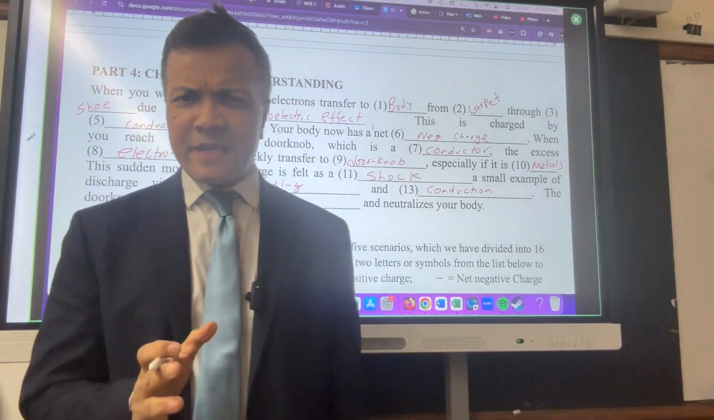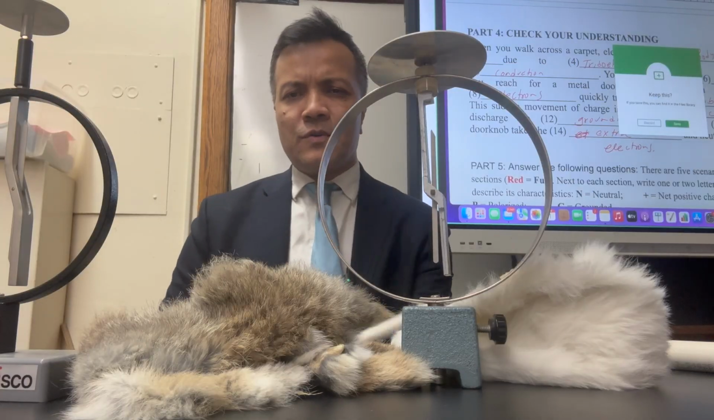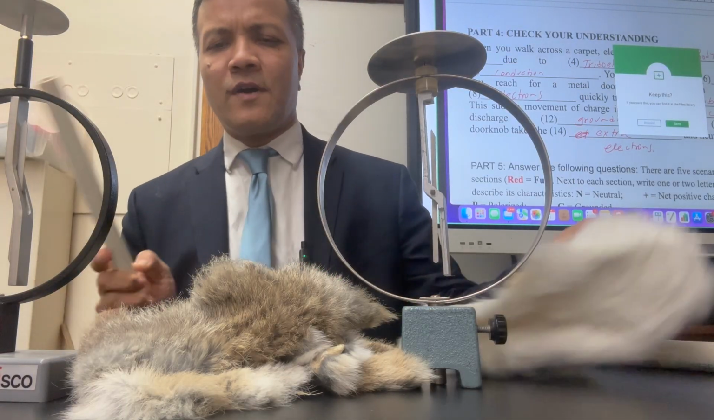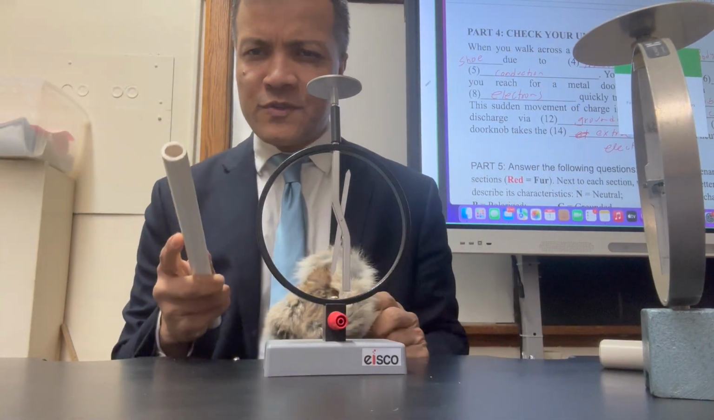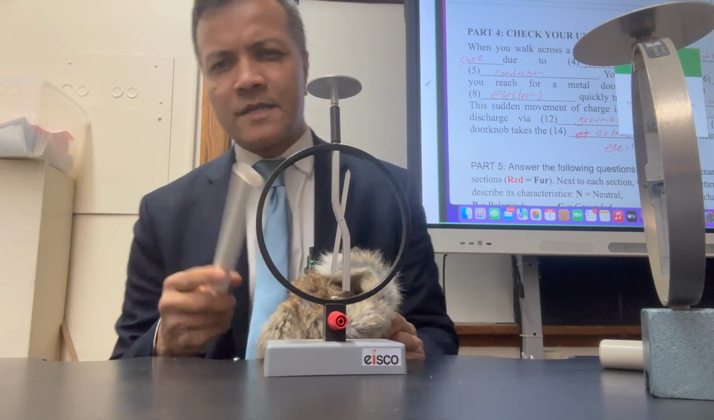All right, now let's see the demo. I have two electroscopes and two animal furs, so I'm going to use this animal fur. So I'm going to use this one. I'm going to do scenario one. Scenario one, I have divided into three sections.